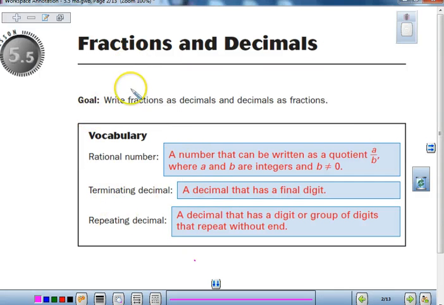Now we're working with fractions and decimal conversions. And one of the key things that we really need to talk about is the different types of numbers. So in your notes, you have a definition for rational numbers.